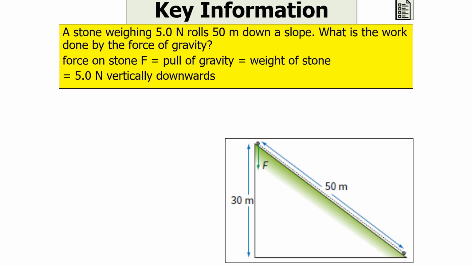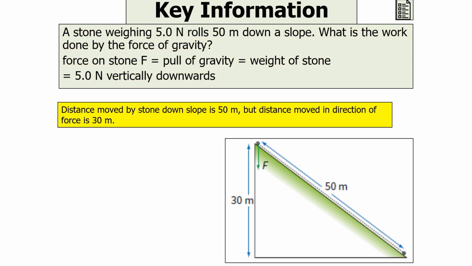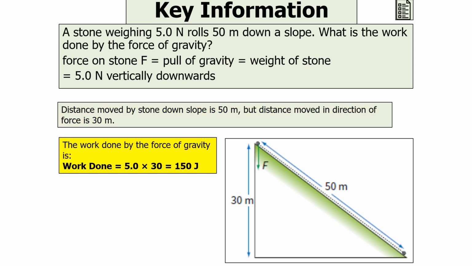Now, the stone, with weight 5 newtons, is rolled down a 50-meter slope. What's the work done by the force of gravity? Now here, the distance moved down the slope is 50 meters, but the distance moved in the direction of the force is only 30 meters. It's only vertically downwards. So therefore, the work done by the force of gravity is 5 times 30, which is 150 joules.